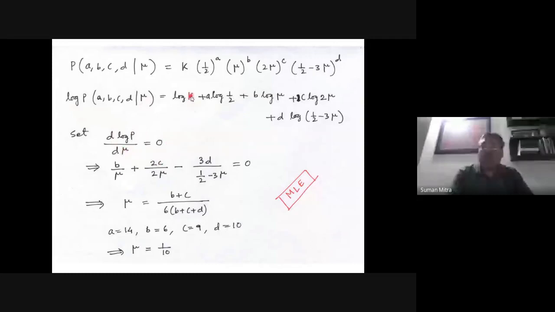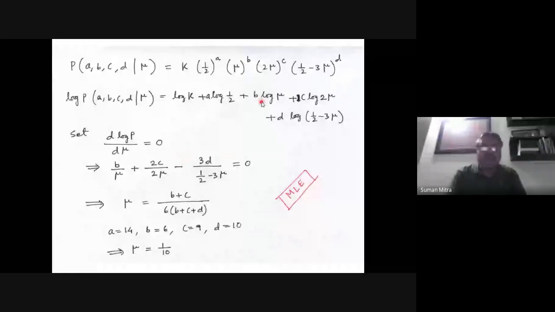Log of k, this is a constant. So the derivative is 0. So what is this? A log half, no mu. So this is also constant. So the derivative is 0. Now what is this? Here mu is involved. So log mu means 1 by mu, and B is a constant. So B into 1 by mu is B by mu.